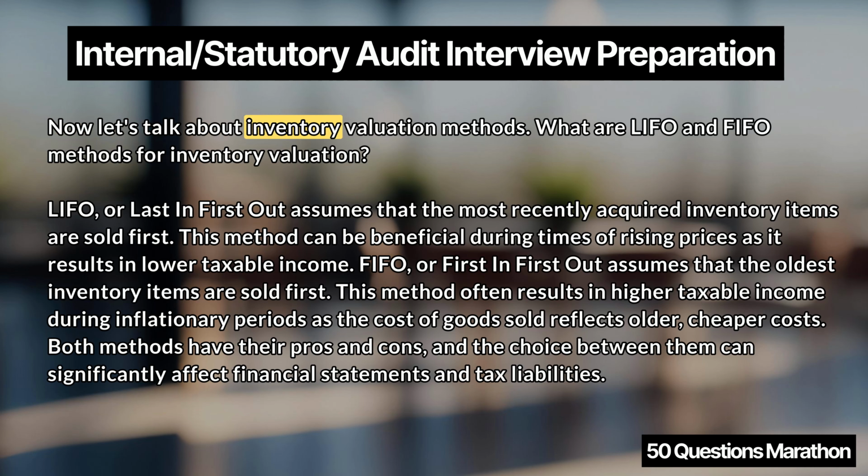Now let's talk about inventory valuation methods. What are LIFO and FIFO methods for inventory valuation? LIFO, or last in, first out, assumes that the most recently acquired inventory items are sold first. This method can be beneficial during times of rising prices as it results in lower taxable income. FIFO, or first in, first out, assumes that the oldest inventory items are sold first. This method often results in higher taxable income during inflationary periods, as the cost of goods sold reflects older, cheaper costs. Both methods have their pros and cons, and the choice between them can significantly affect financial statements and tax liabilities.